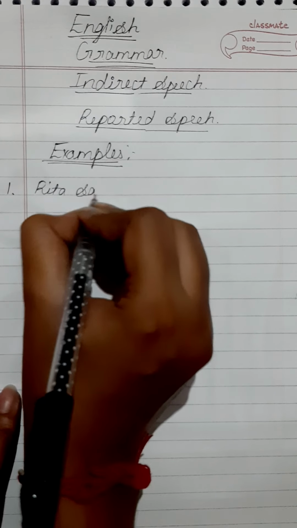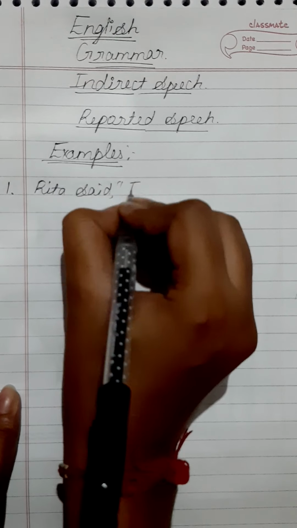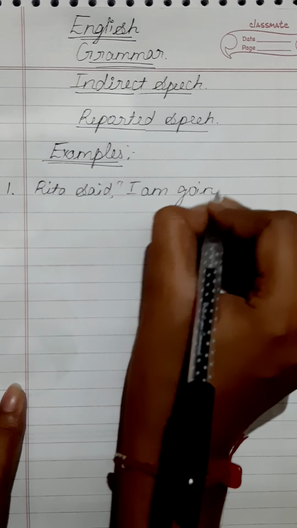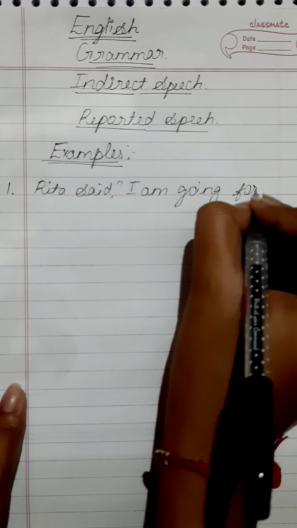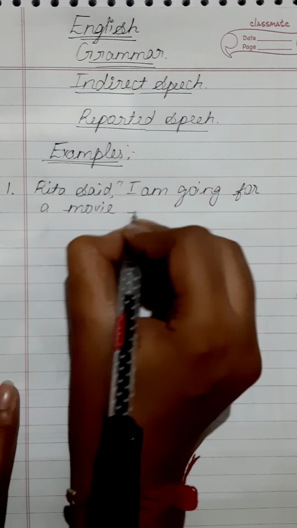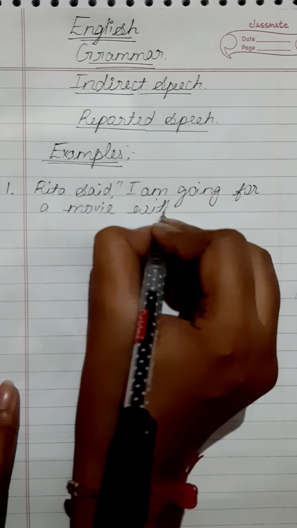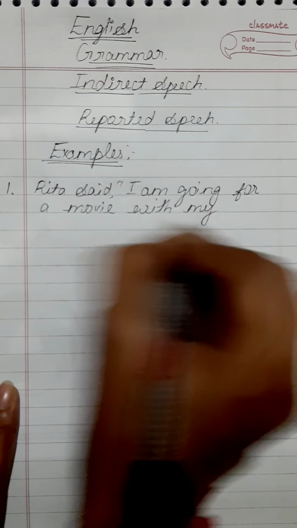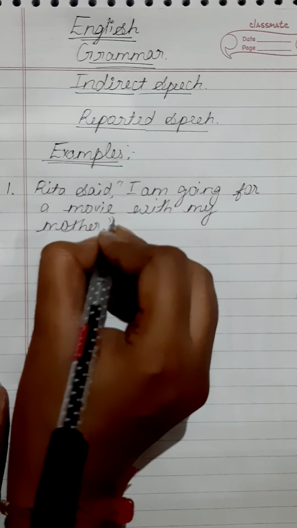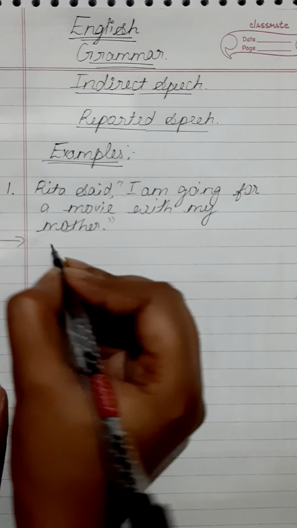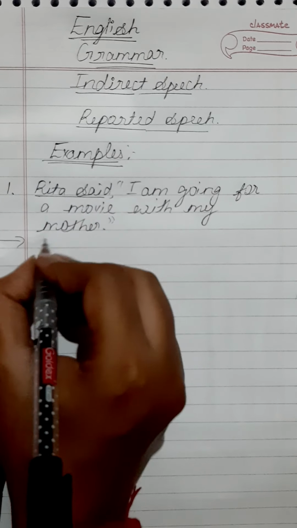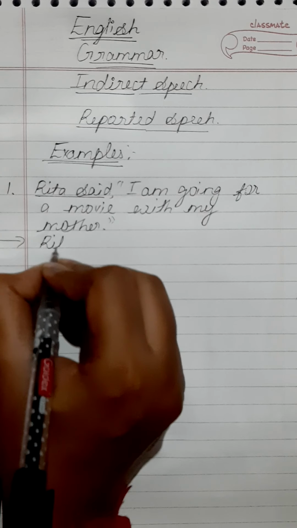Rita said, I am going for a movie with my mother. This is the direct speech. Let us convert this into indirect speech. Rita said will remain as it is. So let us write it here.